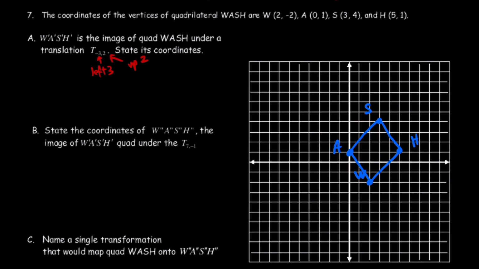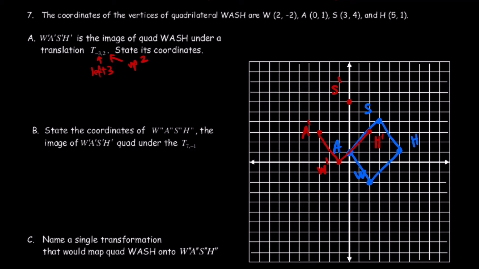And that's what I'll do first here. You don't have to do it this way, but I'll take this point A, go left 3, up 2, so there's A prime. Take S, left 3, up 2, doesn't matter what order you do this in. Take your W, left 3, up 2. So W prime goes there. And take your H, left 3, up 2. And there's your H prime. Now connect those.